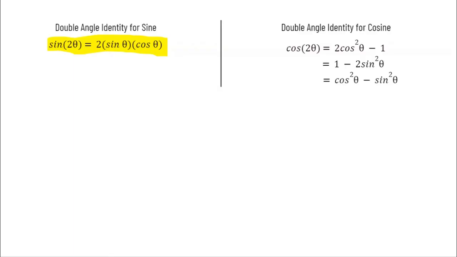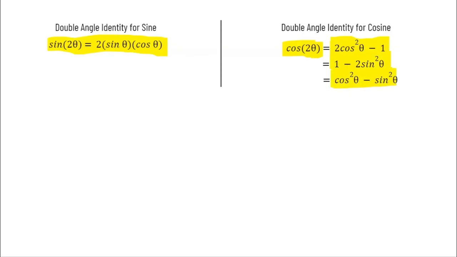And then the double angle for cosine, we actually have 3 options based on how we can incorporate the different ideas. And I can show that in a later video if you want. But for cosine of a double angle, you got 3 different options: 2 cosine squared minus 1, 1 minus 2 sine squared, and cosine squared minus sine squared.